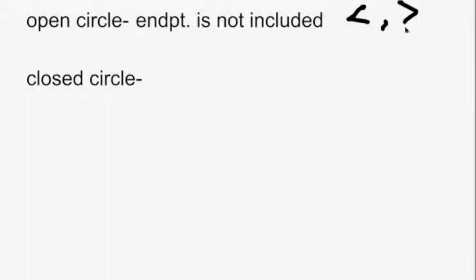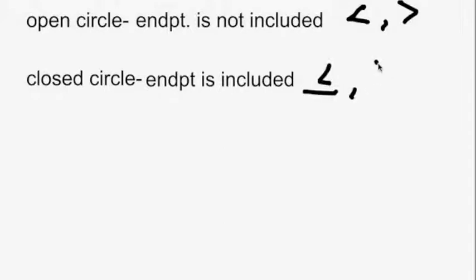So you use an open circle in your graph when the endpoint is not included. And the endpoint is not included when you have the order signs of less than or greater than. You use a closed circle when the endpoint is included. And that occurs when you have the order signs of less than or equal to or greater than or equal to, because the solution could equal that point that's being used.